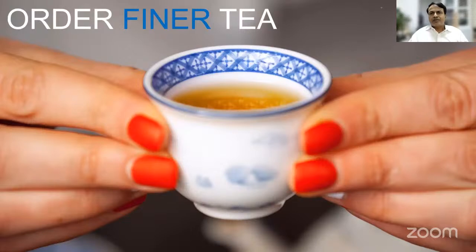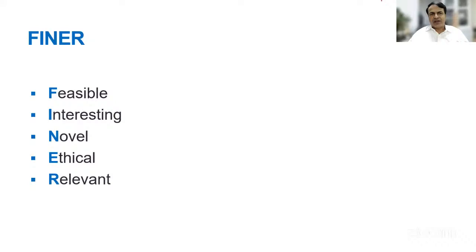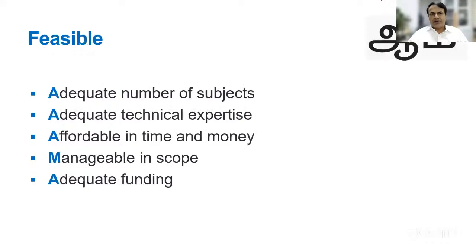Then add FINER to it. Well, T is fine, but the FINER, this is the criteria. Your research question should be feasible, it should be interesting, novel, ethical, and relevant. Feasible in terms of adequate number of subjects should be available.